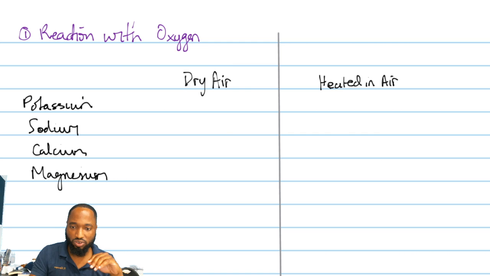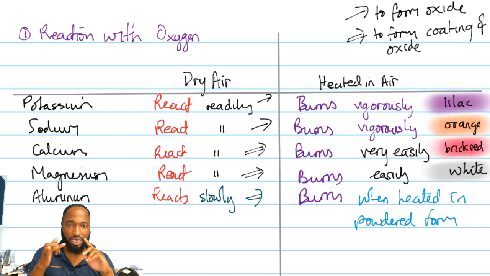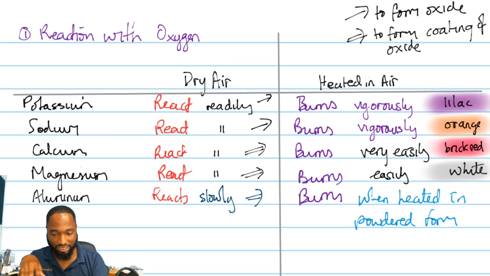Potassium reacts vigorously, so reacts readily, to form the oxide. Sodium reacts readily to form the oxide. Calcium reacts readily to form the coating. As I said, magnesium reacts readily to form the coating. Aluminium reacts slowly to form the coating in dry air. Iron doesn't react in dry air, right? So that's like the cutoff point.